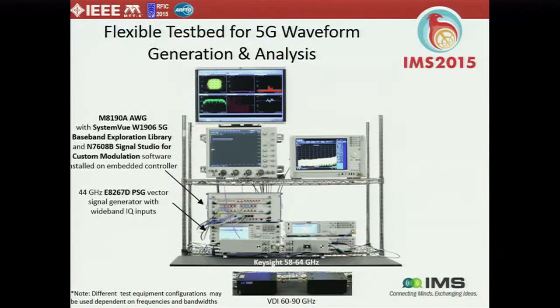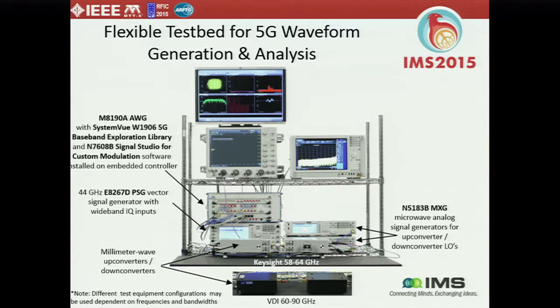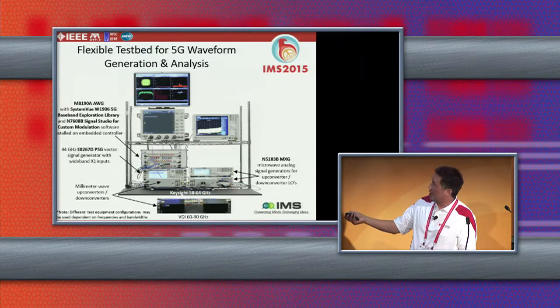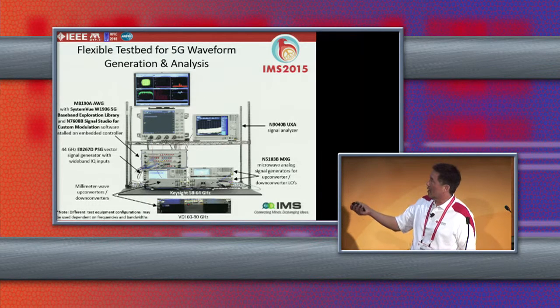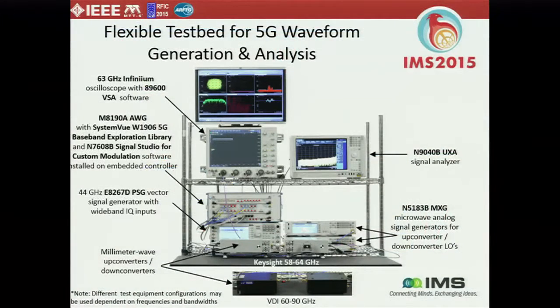These are routed to a PSG vector signal generator with wideband IQ input. So this is what modulates the I and Q waveforms onto a carrier frequency. If we're interested in generating millimeter wave frequencies, we can use millimeter wave up converters and down converters to get up to millimeter wave. We can use MXG signal generators to provide the LOs for the millimeter wave up converters and down converters. For doing the signal analysis, we would pair up a signal analyzer or maybe a wideband high performance oscilloscope for doing wideband signal analysis.